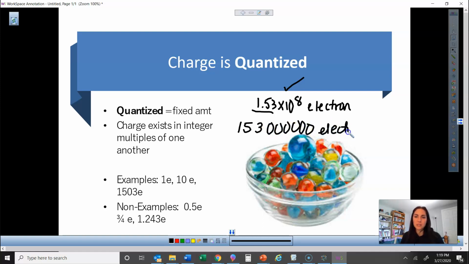Notice that I don't have decimals here. This is okay. What's not okay is if I did 1.53 electrons. That's wrong because I don't have a times 10 factor here. So just note that. I know I get a lot of questions regarding that: how can you have this here when you told me it was quantized? So that's what it means.